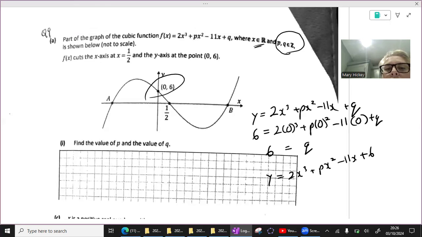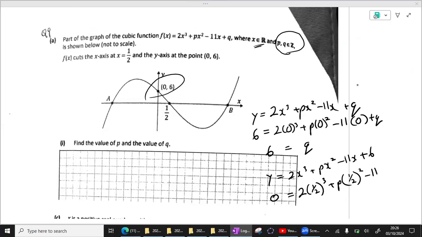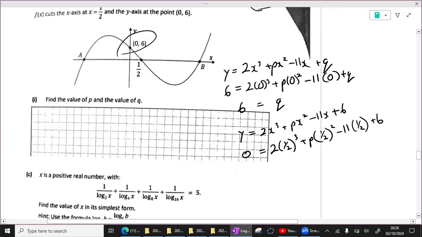Now, I also know that it crosses the x-axis at a half. So if y is 0, x should be a half. So I'm just using that junior cert concept here, that if x is a half, then y is 0. So I plug all of this into my calculator. I will show you here. That's going to be an eighth. This is going to be a quarter. And this is going to be minus 11 over 2, and this is going to be 6.